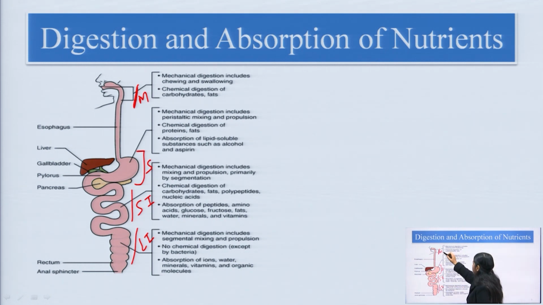First, in the mouth, mechanical digestion includes chewing. With the help of teeth there is mechanical digestion, chewing and swallowing, and chemical digestion of carbohydrates and fats with the help of the enzyme present in the saliva. Now, we will see the stomach.